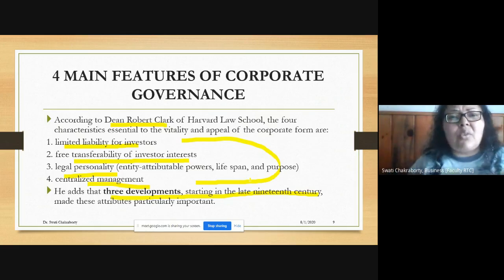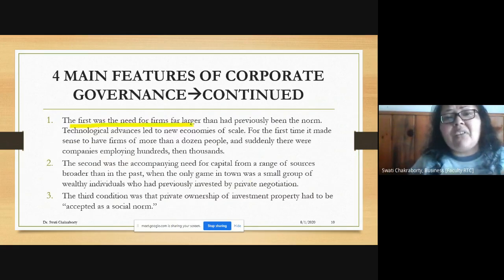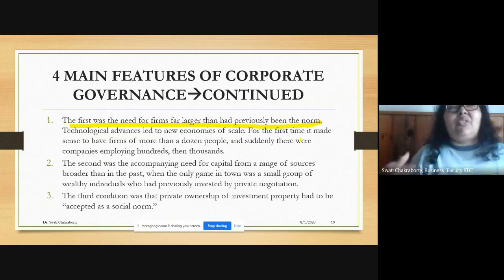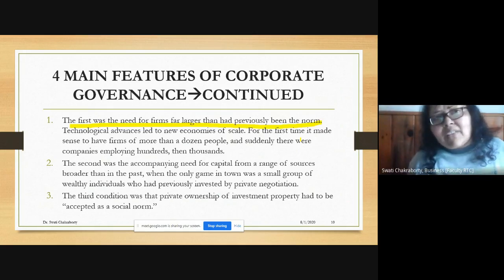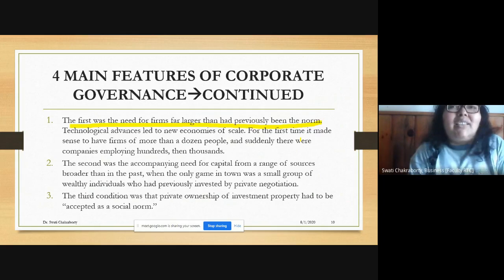The first one is that the needs of the firms were far larger than previously. The firms' needs had grown. Why? Because technology advances are going on, and the firms are competing with each other, so they have to stay in the market. Their needs also grow, right? Better technology, better people, a better managerial system, everything comes into play.